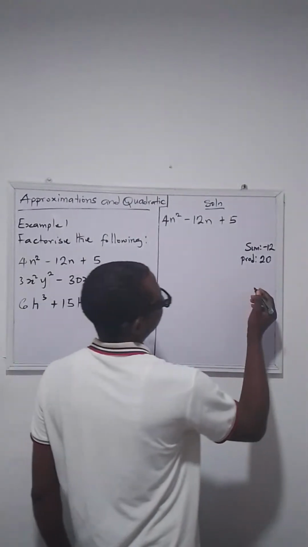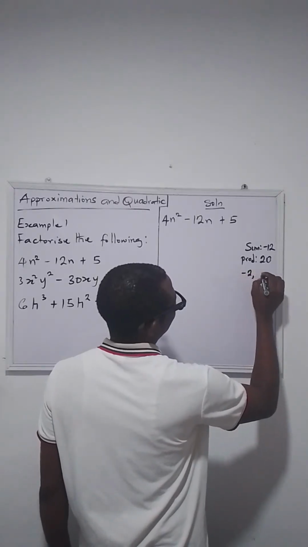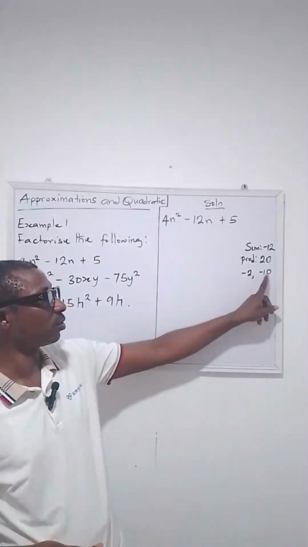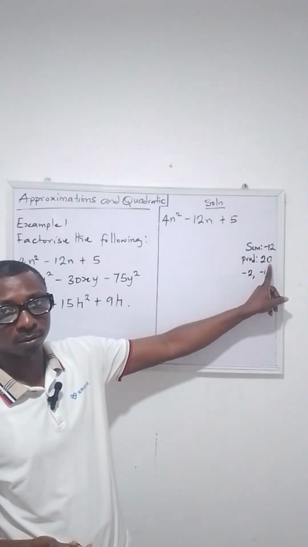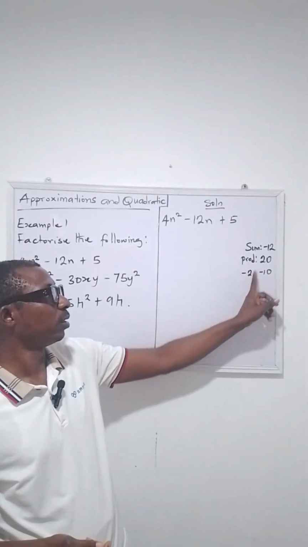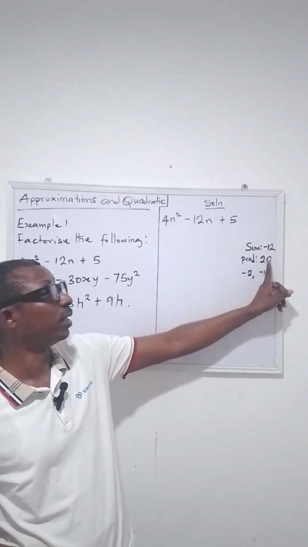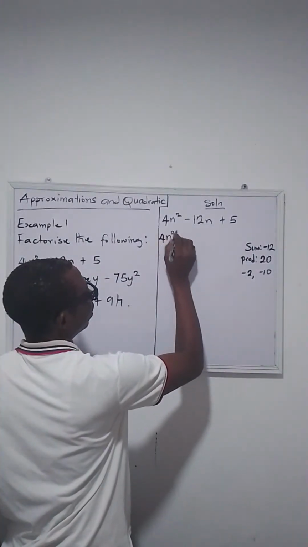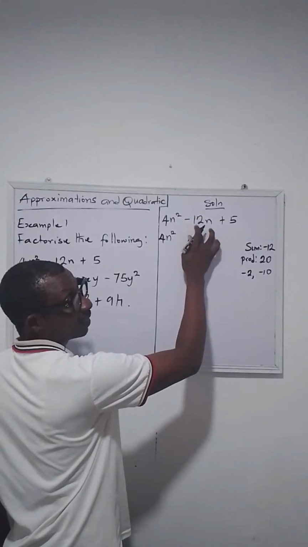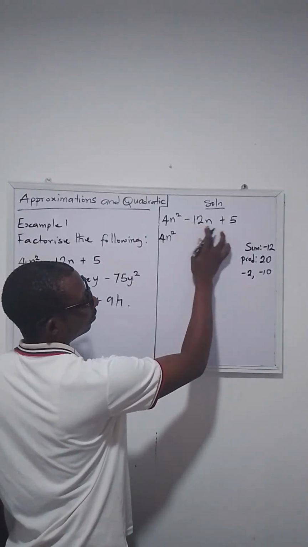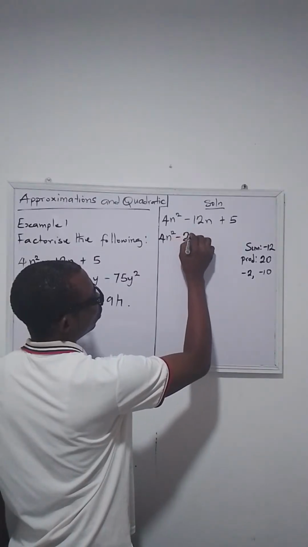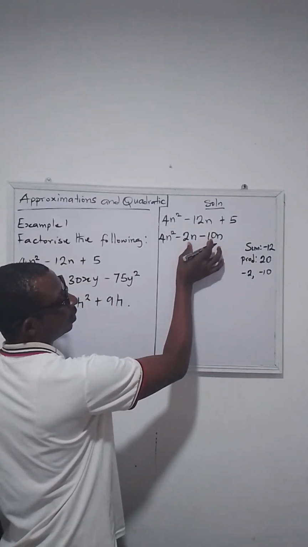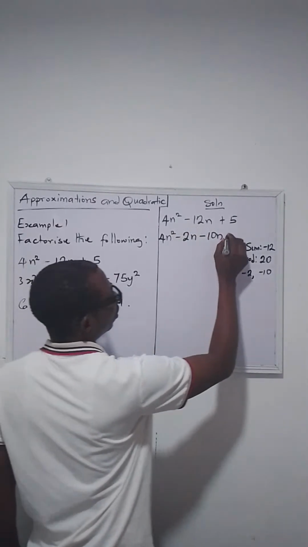So the two numbers will be negative 2 and negative 10. Now you see, when you multiply these two numbers together, you have plus 20. And when you add the two together, you have negative 12. Okay, so now this quadratic expression turns to 4n squared. Don't forget we want to divide negative 12n. So this negative 12n is the same thing as negative 2n, negative 10n. When you add these two together, it gives you negative 12n. Okay, so plus 5.